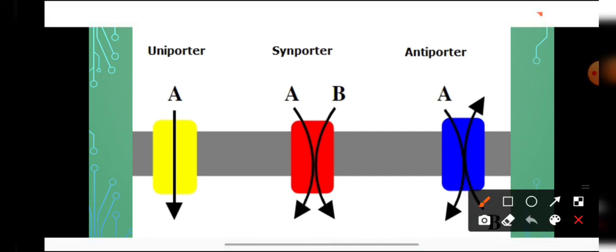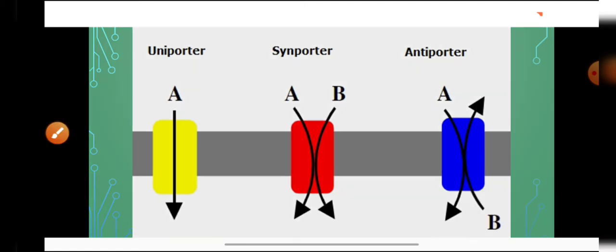So this is the uniport. In case of uniport, we can see the movement of one type of molecule that is independent of the other. In case of symport, two types of molecules are moving together. Whereas in case of antiport, when one molecule is moving inside, the other molecule is moving outside. So students, this was all about facilitated diffusion.